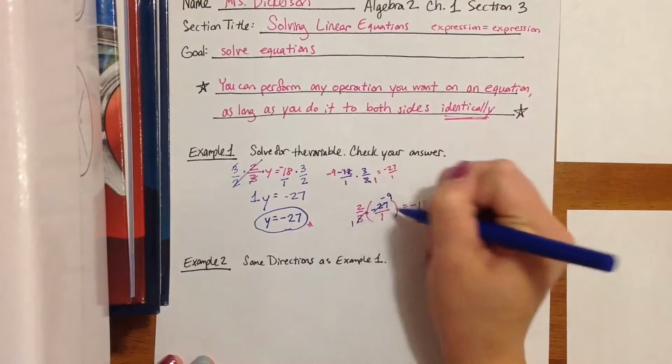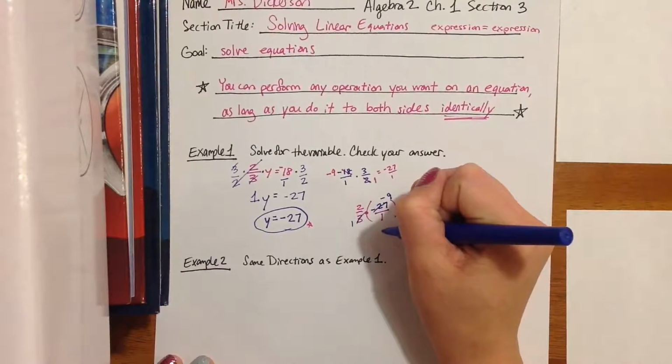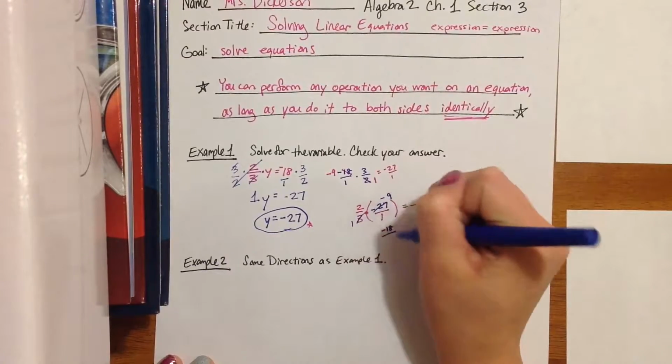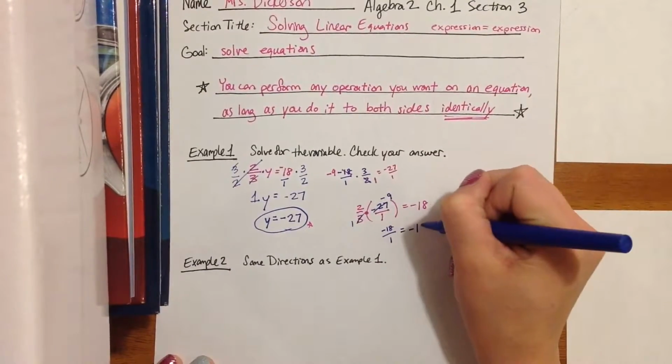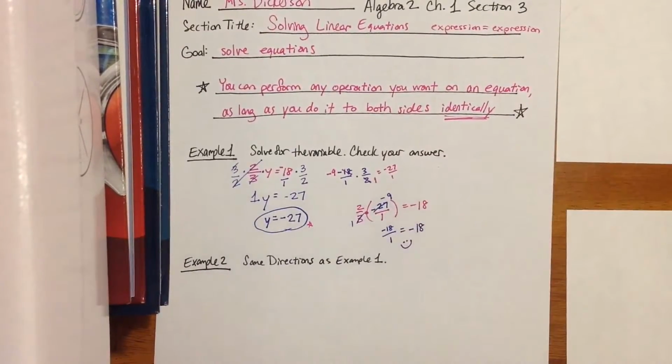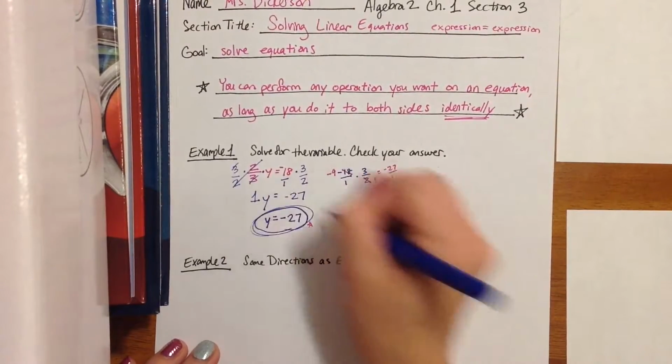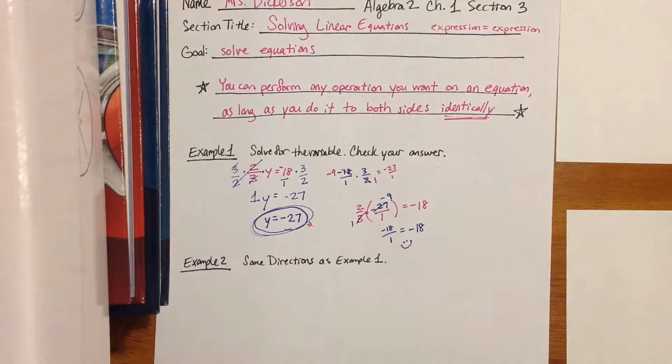I'm left with negative 9. 2 times negative 9, I get negative 18 over 1, which does indeed get me negative 18. So I am correct with this answer there. So that's your first example.